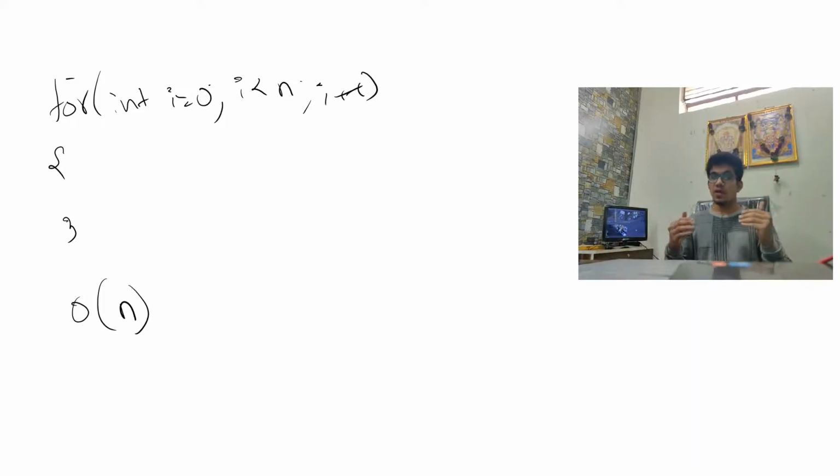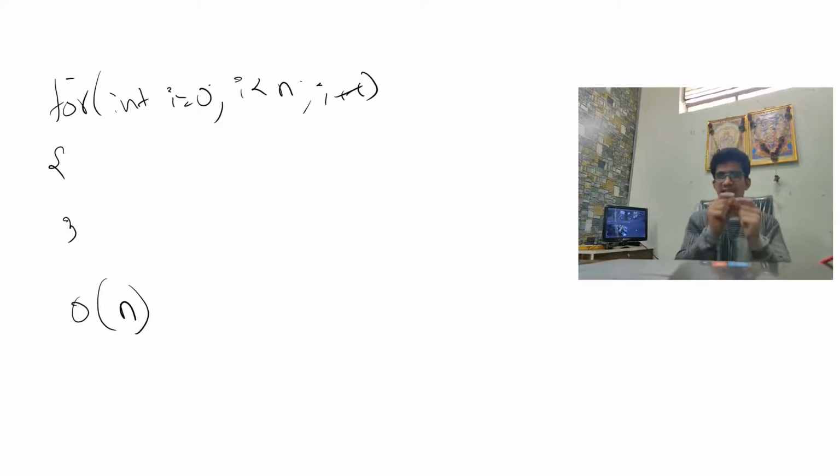Is it clear? If your n value is 10, the time complexity is 10, right? When your n value is 10, your program will run for 10 times. When your n value is 50, the program will run for 50 times. When your n value is 1000, the program will run for 1000 times. When your n value is 1 crore, the program will run for 1 crore times.